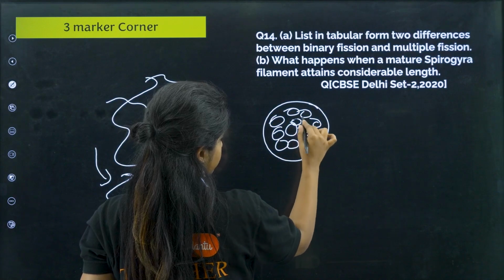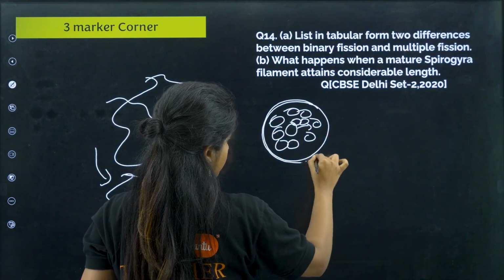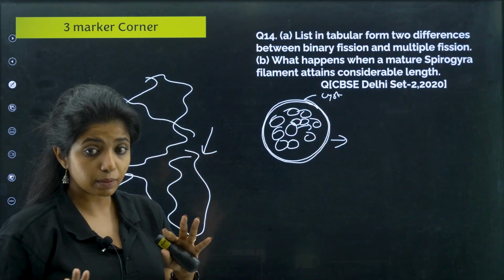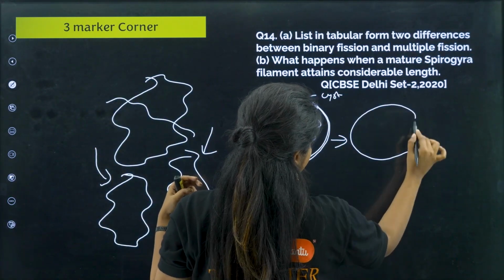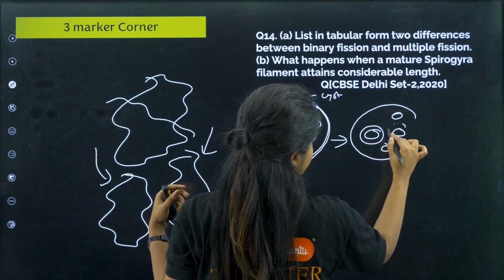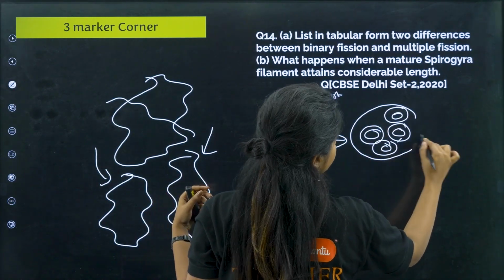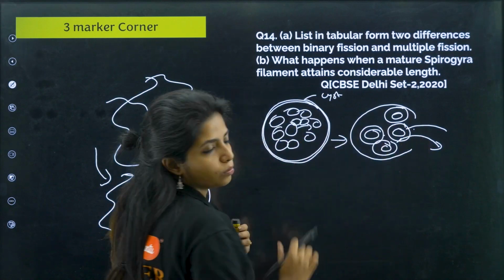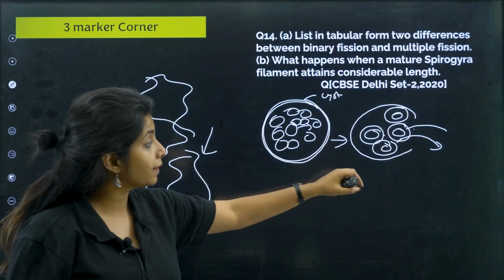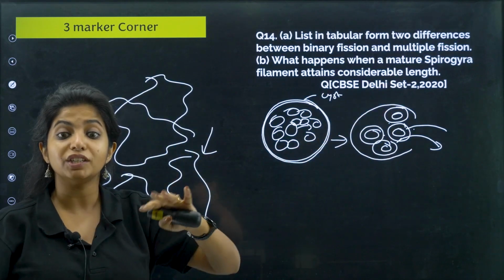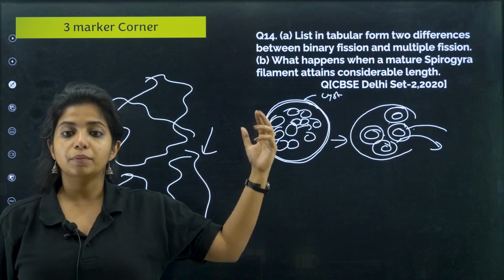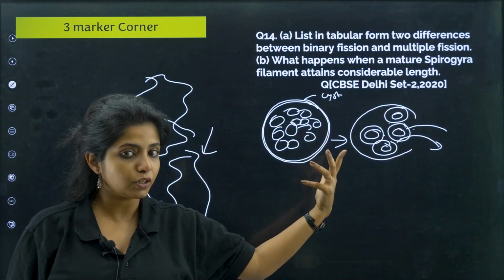Keep on dividing, keep on dividing, slowly forming a cyst around it. Later, when favorable conditions arise, the cyst breaks open and the nucleus, along with a bit of cytoplasm, moves out. Now a whole new cell is being formed over here. This is multiple fission, where you get so many daughter cells. In binary fission, the end product is two daughter cells, but in multiple fission, you will get multiple daughter cells.